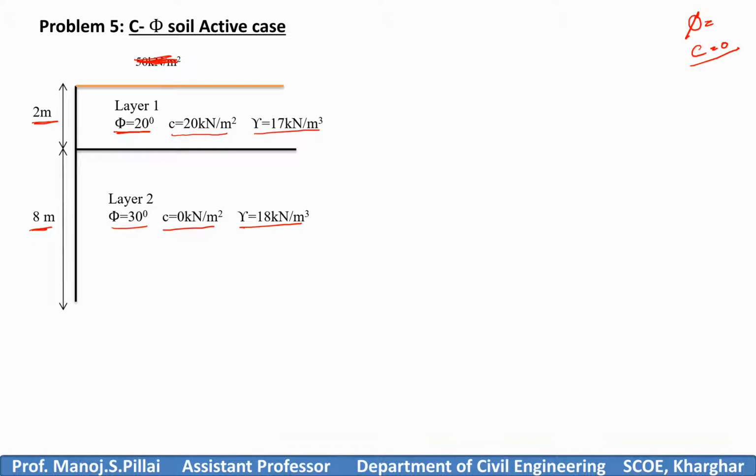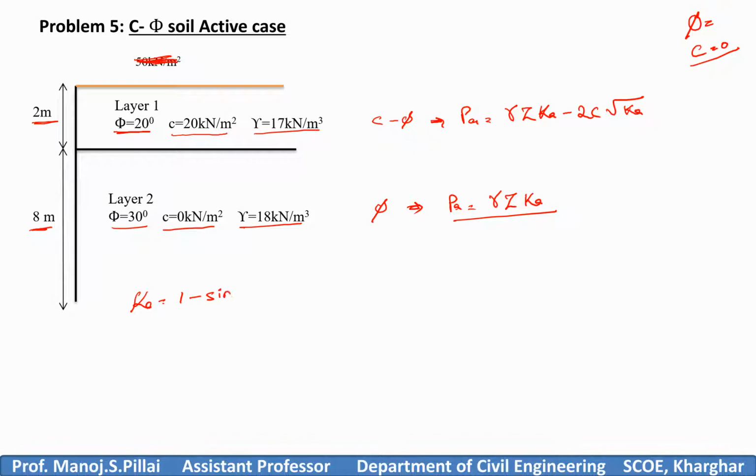Let me say one thing. When you are having c-phi soil, your Pa formula changes. It is gamma Z Ka minus 2c under root of Ka. But for the normal soil where you have only phi value, your Pa is the vertical stress, that is sigma Z Ka. For both the soils, the Ka remains the same. That is, Ka, my active earth pressure coefficient, is 1 minus sine phi divided by 1 plus sine phi.